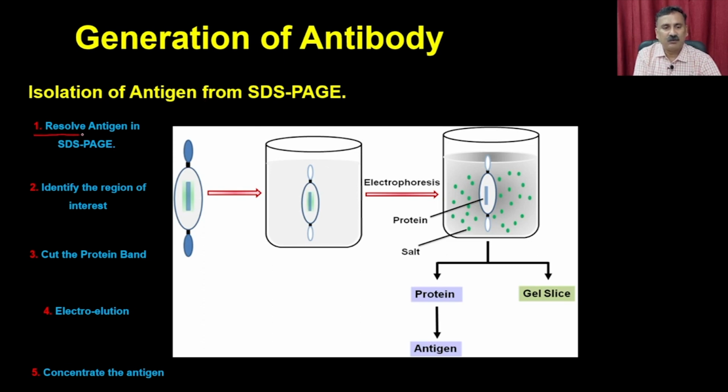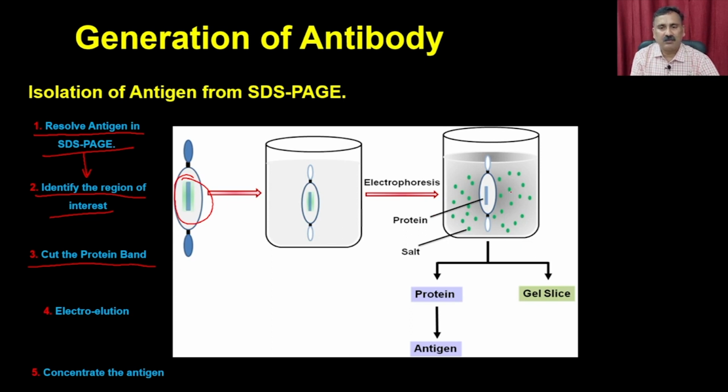First, you are going to run the antigen on the SDS-PAGE, followed by which you have to identify the region of interest. Then you cut the protein bands and put them into a dialysis bag. And this dialysis bag you are going to keep in a horizontal apparatus.